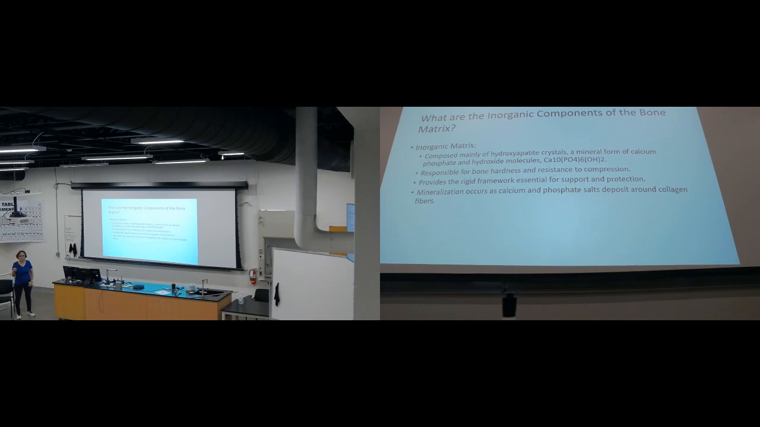So that's the organic matrix. Now the inorganic matrix is made out of calcium salts. So 10 calcium atoms combined with 6 phosphates and 2 hydroxyls. This is called hydroxyapatite crystals. So this is the component of this inorganic matrix. And this inorganic matrix, because it's hard tissue, provides the bone with its hardness and resistance to compression.